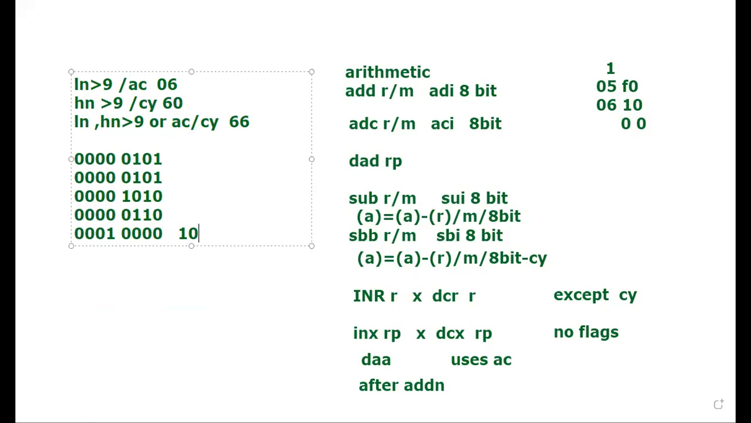In this case, the DAD instruction affects only carry. INX and DCX don't affect any flag, and INR and DCR affect all the flags except carry. Rest of the instructions affect all the flags. Then logical instructions, these are very important, because a 3 or 4 marks question comes. If accumulator contents are so and so, register contents are so and so, what are the contents of the accumulator after the execution of this instruction?